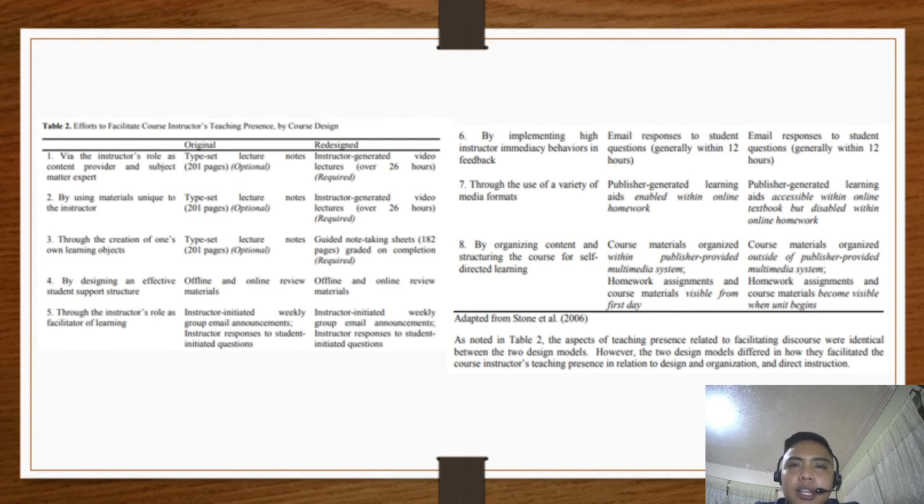So, as noted in table 2, as you can see in the lower right part, the aspects of teaching presence related to facilitating this course were identical between the two design models. However, the two design models differed in how they facilitated the course instructors' teaching presence in relation to design and organization and direct instruction. So you can just read what is in this table 2.